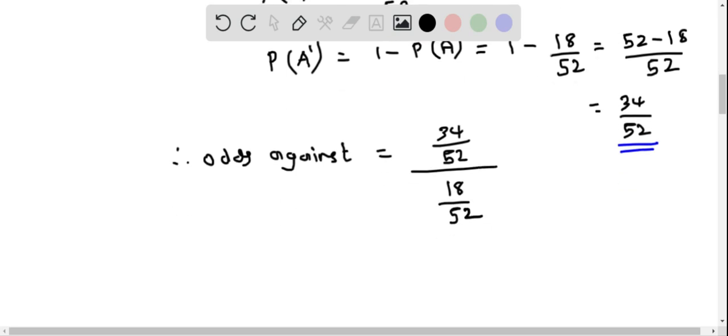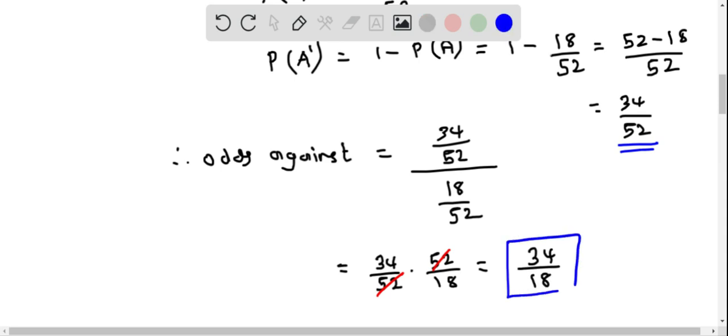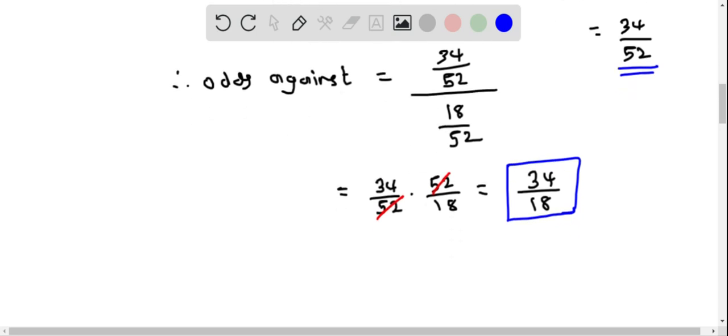Now let's simplify this fraction. I put the numerator fraction as it is, that is 34 over 52, multiplied by the reciprocal of the denominator fraction, that is 52 over 18. We can cancel the 52s, and we are left with 34 over 18. So this is the odds against drawing a number card of a red suit. In fact, we can reduce this to a simple fraction. When you do that, this can be written as 17 over 9. So this is the simplest form of the fraction.